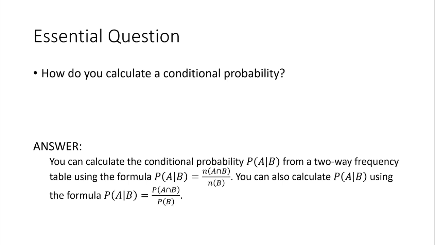Now you can also calculate the probability of A given B using the formula: the probability of A given B equals the probability of the intersection of A and B divided by the probability of B. Real quick, something to note is that's basically the same, and I'll show you the two variants of how we write that.